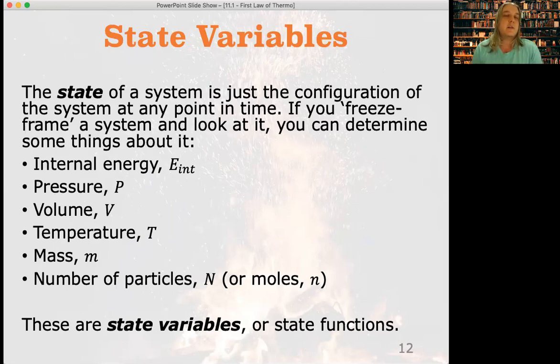And that's the idea that if you took a freeze frame of your system and looked at everything in the system, if you could freeze it and go through and measure the mass, the velocity, and everything about every particle, then you would know some things about the system. You would know things like the internal energy, the pressure, volume, temperature, mass, and how many particles there are. Those are all state variables.